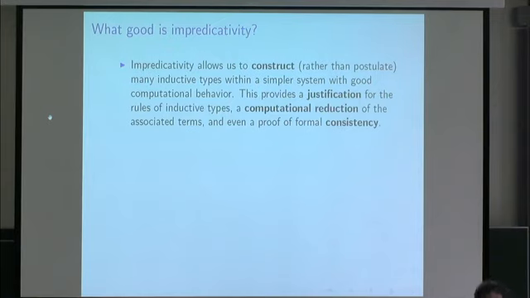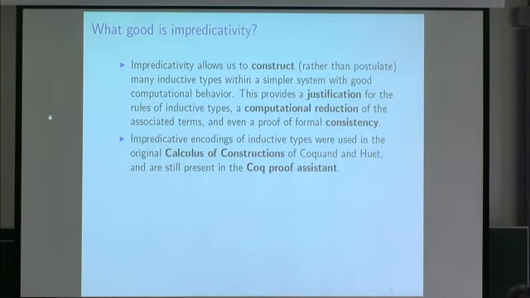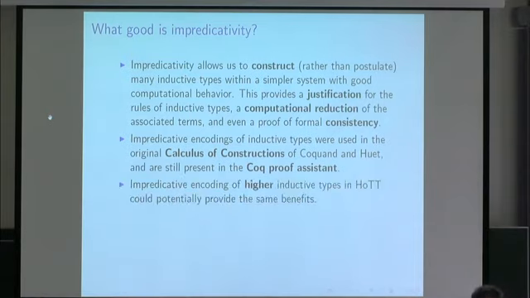If instead of putting things in as axioms, as I said before, you can construct them, then that preserves the good computational properties of the type theory, which was exactly the issue we were interested in with the higher inductive types, right? So, in fact, the impredicative encodings are still there in the Coq proof assistant as a kind of residue of the original development of Coq.